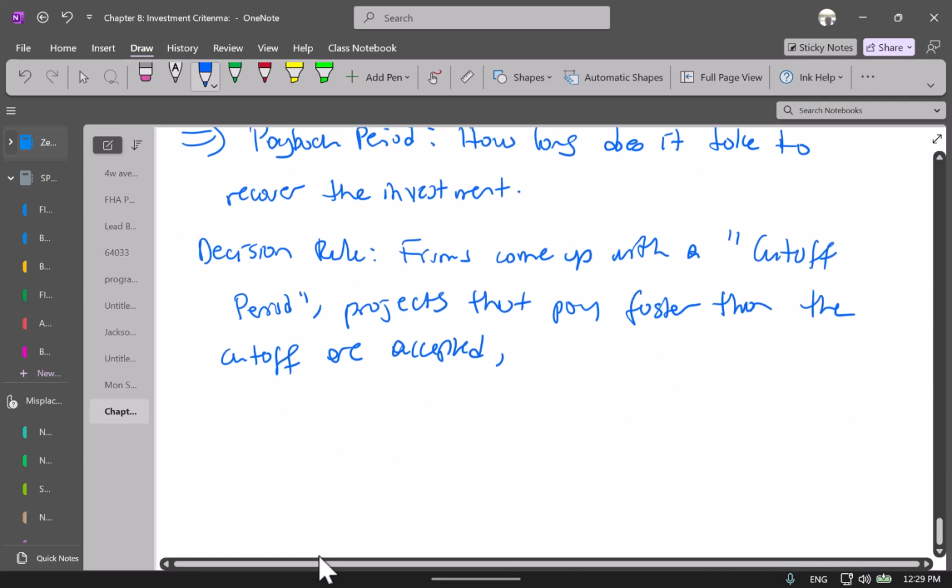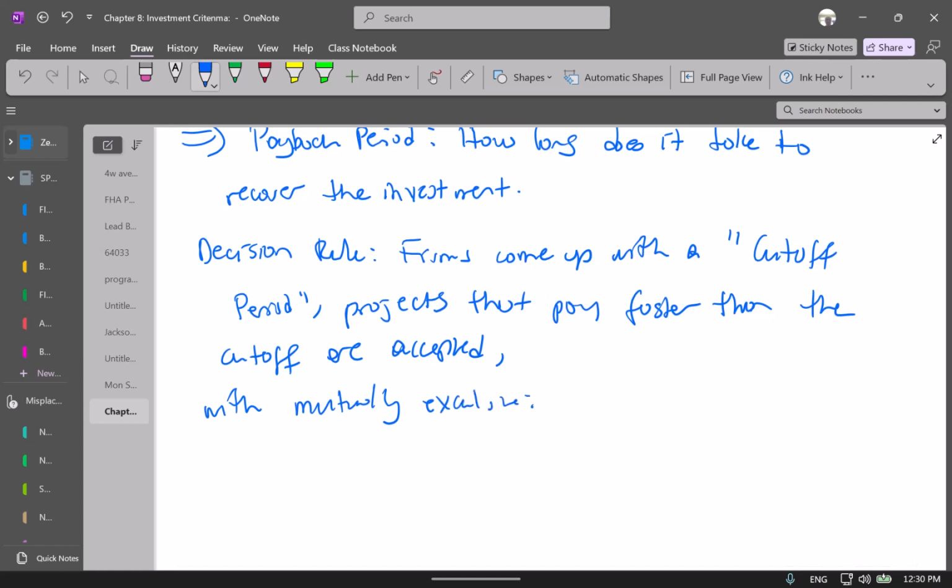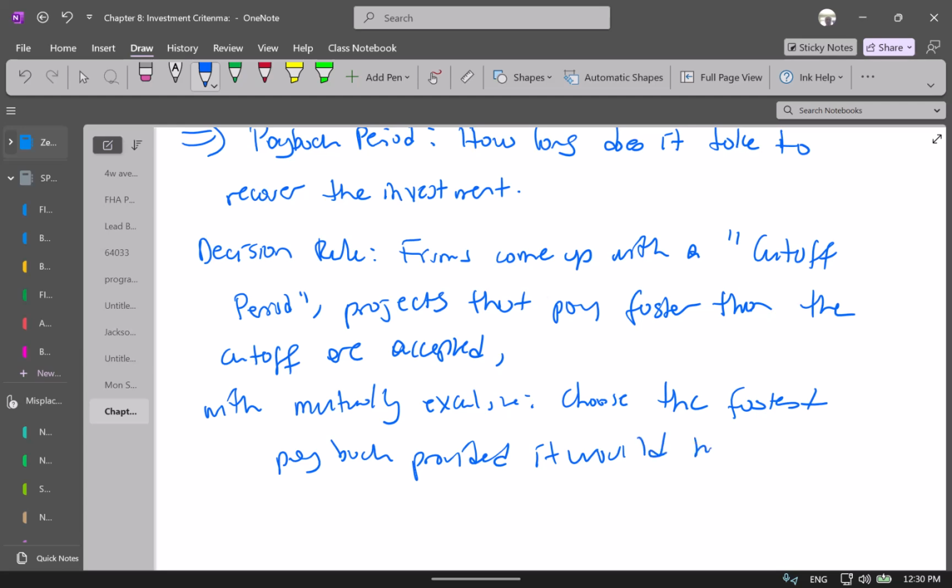Again, with mutually exclusive, choose the fastest payback, provided it would have been accepted by itself. As you guess, payback period again doesn't know anything about the scale of the project, so it suffers from the same issue as IRR and PI.